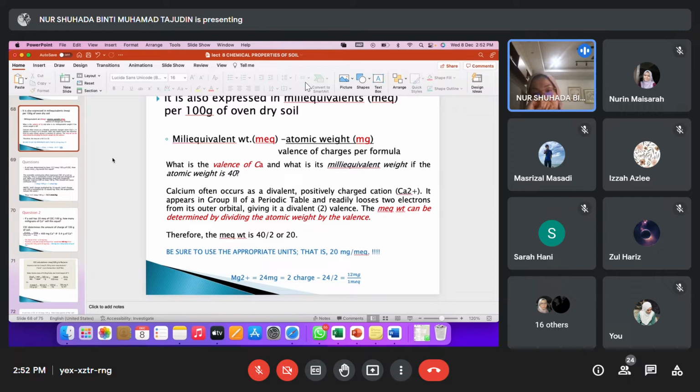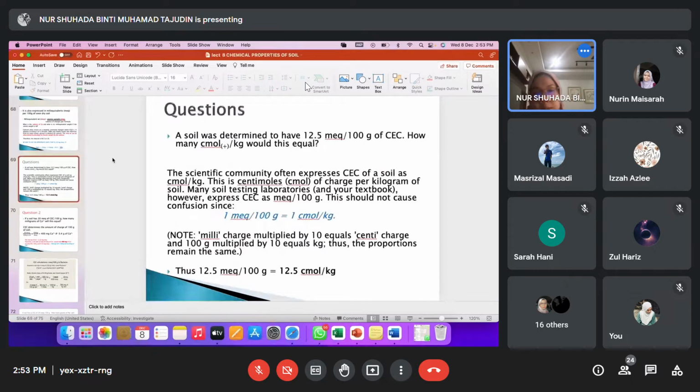Okay, let us see here. Macam saya cakap tadi, this is some questions. A soil was determined to have 12.5 MEQ over 100 grams. Okay, this is the unit for CEC. How many centimoles per kg of cations would this equal? Macam saya cakap tadi lah, you hafal je, 1 MEQ over 100 grams is equal to 1 centimole per kg. Okay, faham tak?